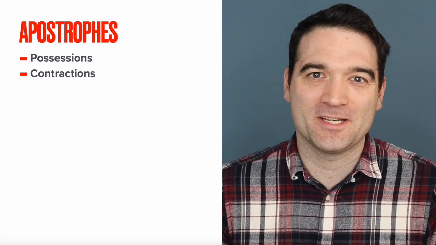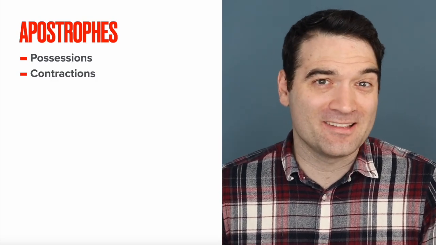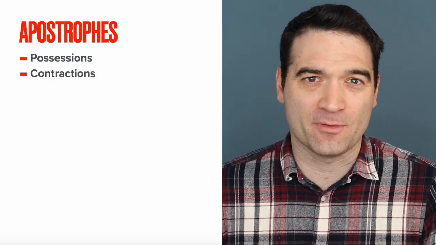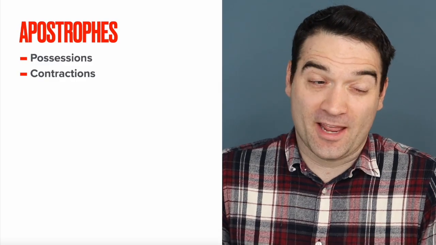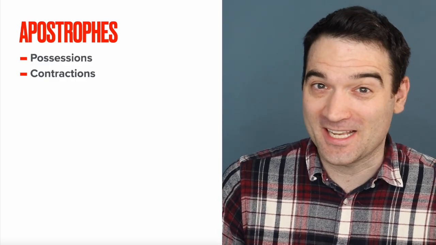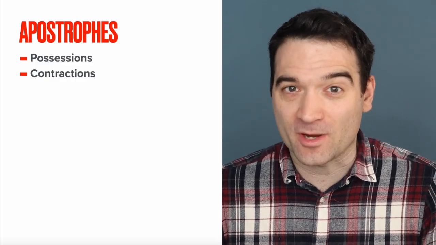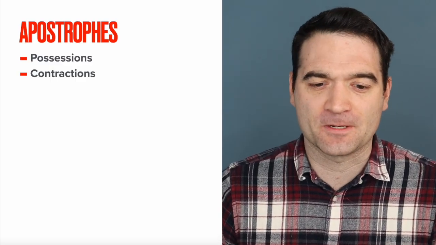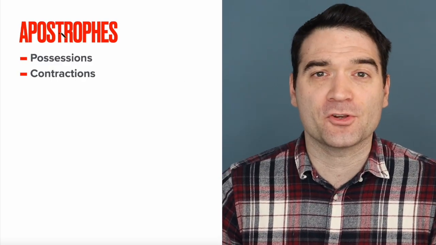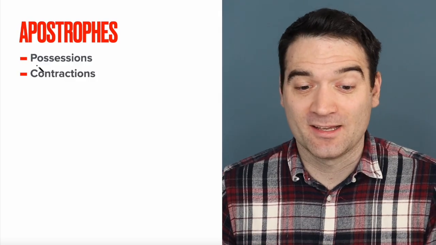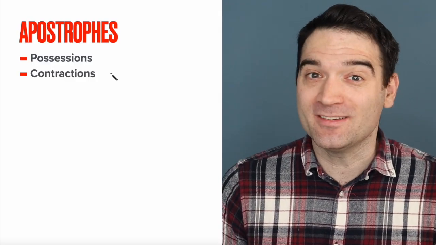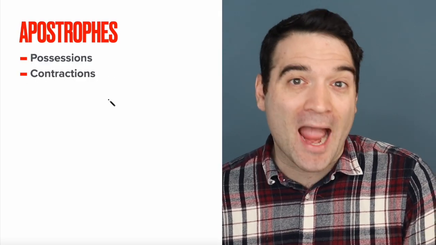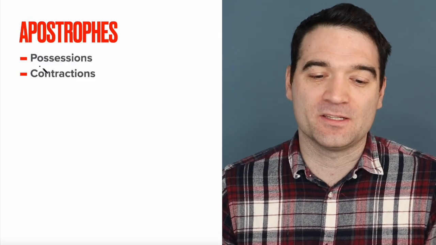Let's talk about apostrophes. Now, let me just say, apostrophes are nowhere near the most important thing on the test. If I had to choose one thing that's the most important on the test, I would probably say subject-verb agreement, which we've already talked about. But let's take a look at apostrophes here. Apostrophes are used in two different contexts, to indicate possession or to contract. So we're going to go over these one by one.